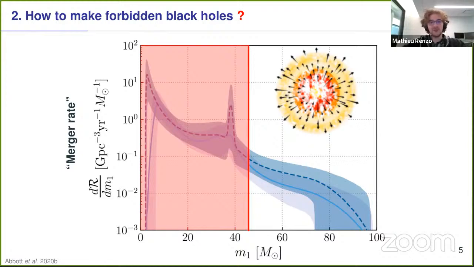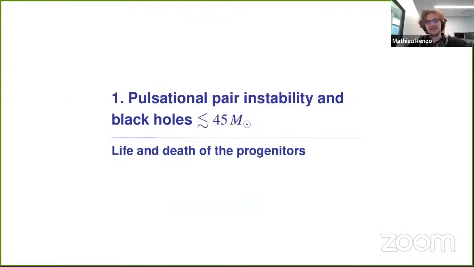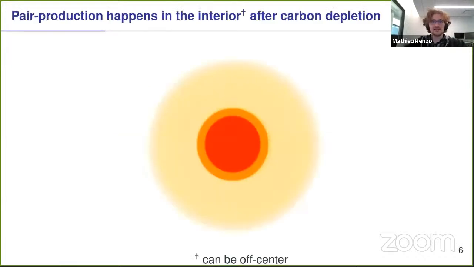So let me start with the first part and discuss what is this pulsational pair instability evolution and why is it important for the progenitors of black holes below 45 to 50 solar masses. This pulsational pair instability is a process that happens in the core of an evolved, very massive star. So this means that the star is past helium core burning. You can think of this red as a carbon-oxygen core. And in this core, the instability will happen.